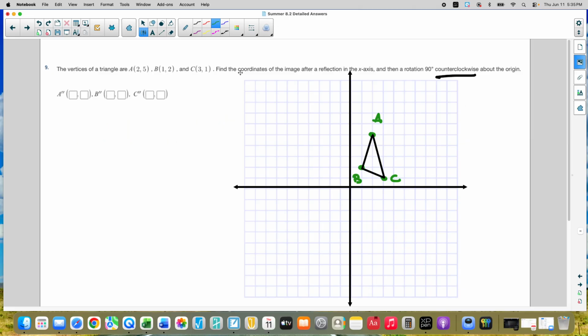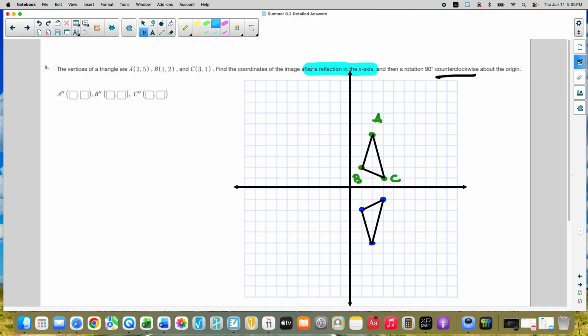Okay. First thing, we're going to reflect over the x-axis. So when we reflect it over the x-axis, we're going to keep our x value, and our y value now gets flipped from positive to negative, or the opposite of what it is. So this is going to be 2, negative 5, 1, negative 2, and this is going to be 3, negative 1. So that's my first transformation on it. So now I've done that. So let's highlight that in blue.